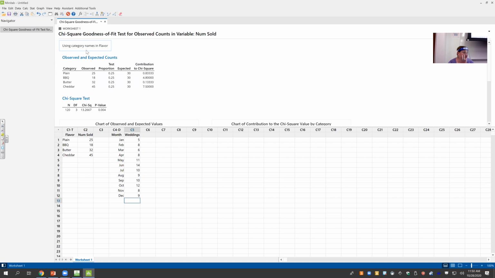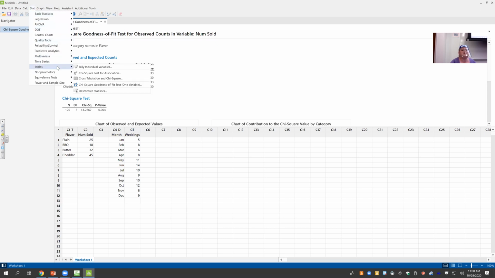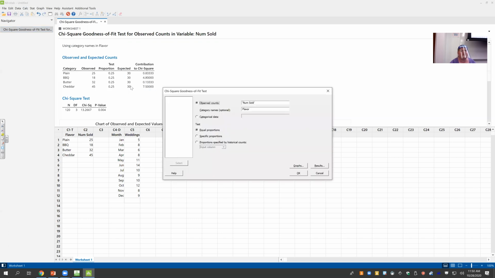Okay, so you get your data entered into Minitab. Then you go to the top, Stat. Oops, Stat. All right, I'm going to the wrong place. Stat, Tables, Chi-Square Goodness of Fit, One Variable.